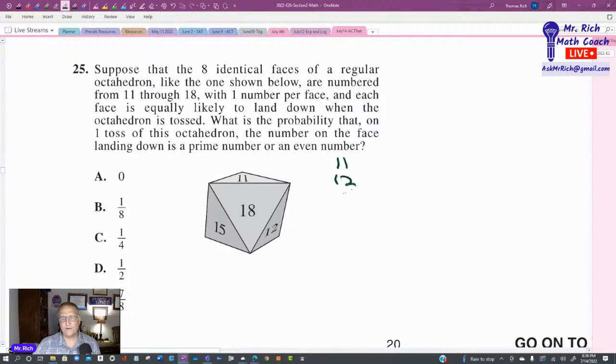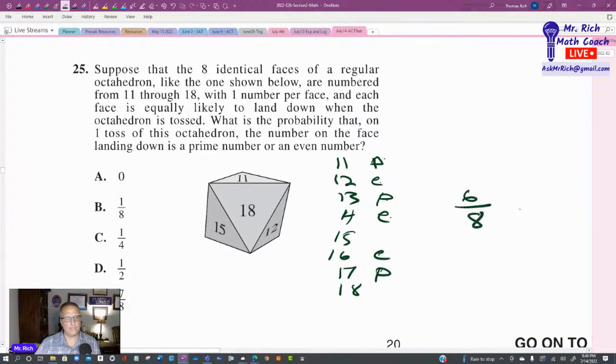Okay, so I am going to very quickly write down all the numbers 11 through 18. That is prime, that is even, that is prime, that is even, that is neither, that is even, that is prime, and that is neither. So 1, 2, 3, 4, 5, 6. I'm going with 6 out of 8. And I have a problem because that's not one of my answers.